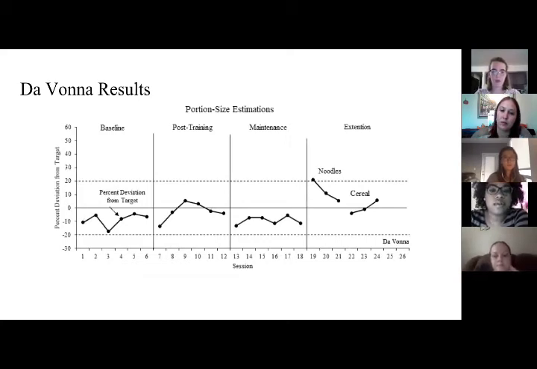Overall, my data was stable between baseline and maintenance. During extension, there was a slight increase in percent deviation from the target. I concluded that the intervention was not effective for me. In all phases, my data points stayed within the acceptable limits, which were 20 and negative 20. Although in the extension phase, I did reach 20.9.